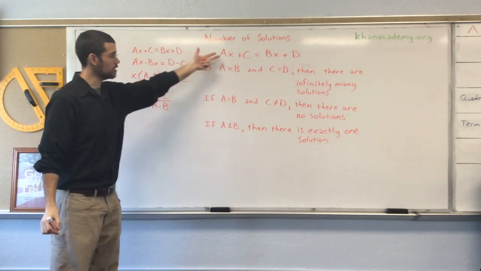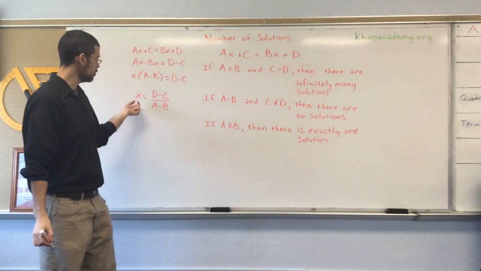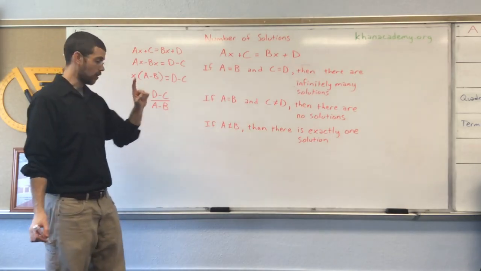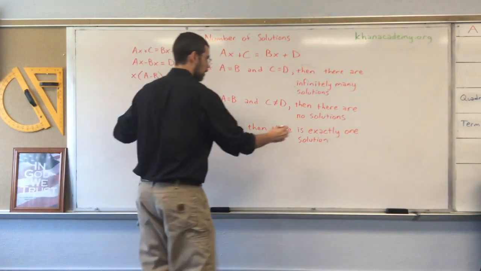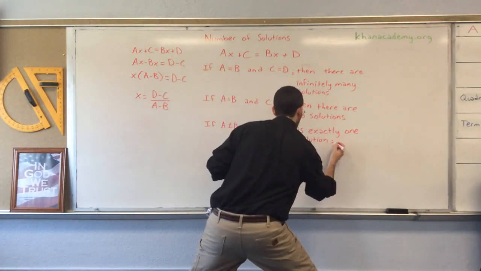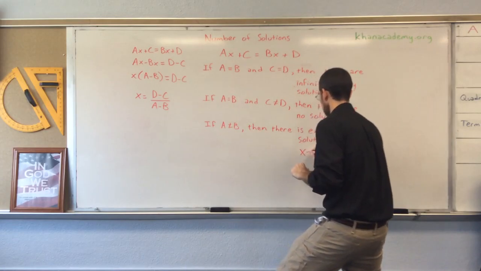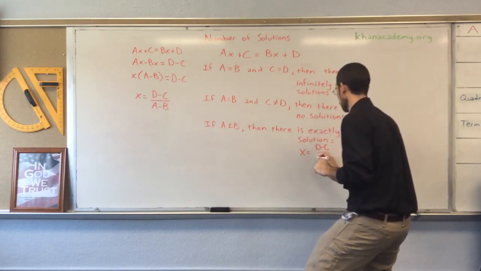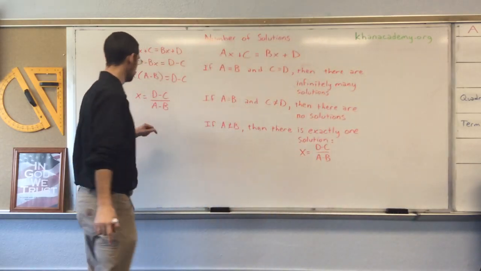So no matter what equation you have, if it's in that form, you could know what the one solution is. Also, this is one solution, and that solution is x equals D minus C over A minus B. So we can know the solution.